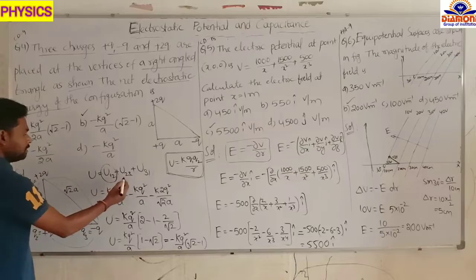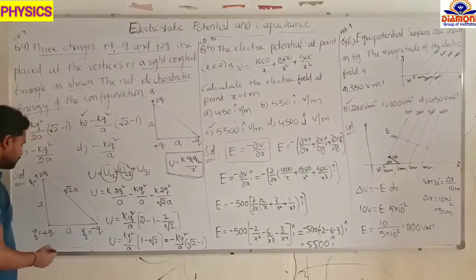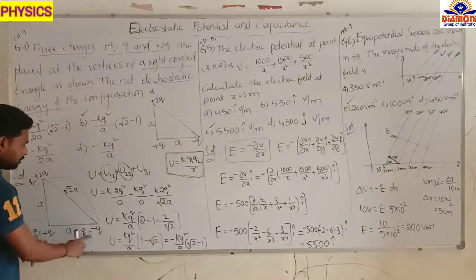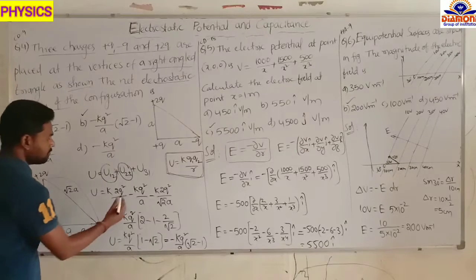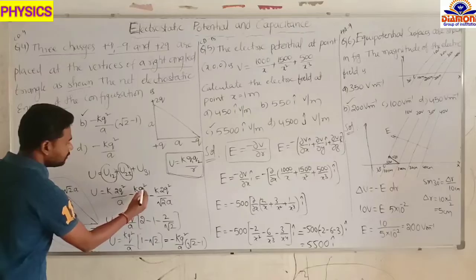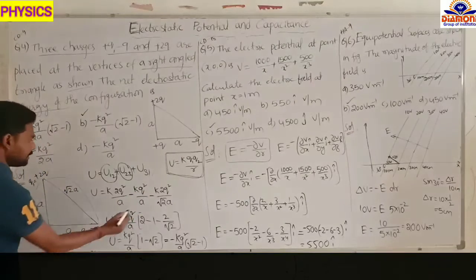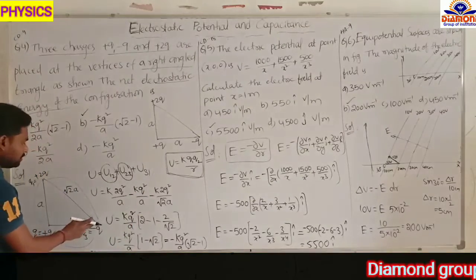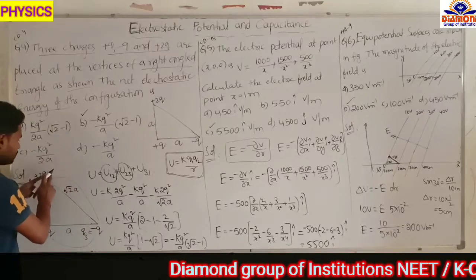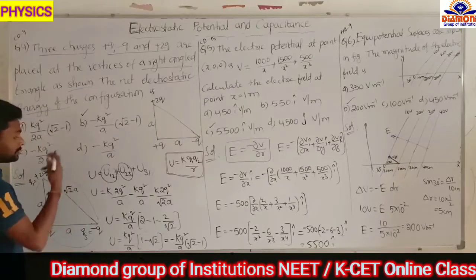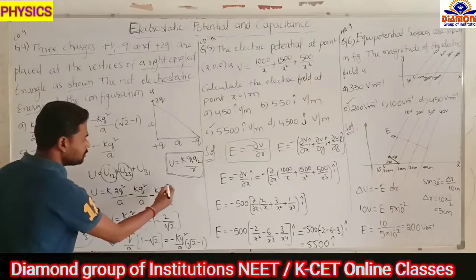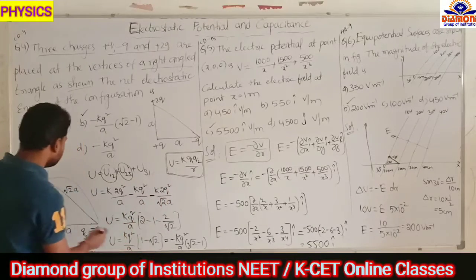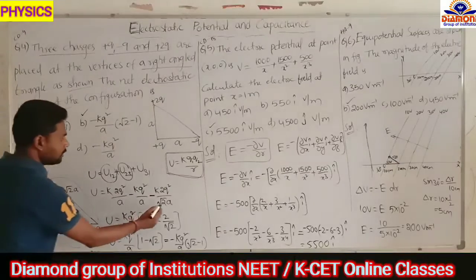Okay, second one, the potential energy between the second and third particle: plus q into minus q is minus q square. That's why here I kept the minus K into q square, and the distance between them is a. And next, the potential energy between the third and first particle: plus 2q into minus q is minus 2q square. So I kept the minus, K into minus 2q square, by the distance between them, which is root 2 a.